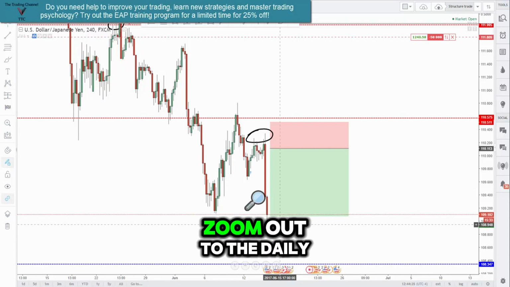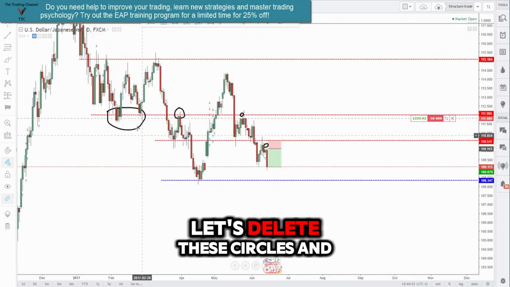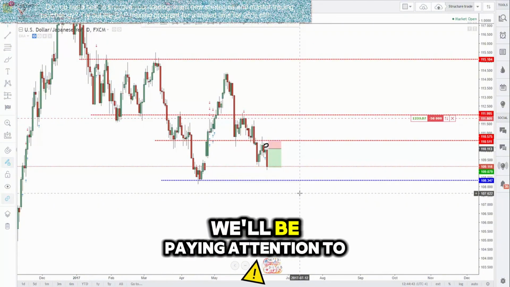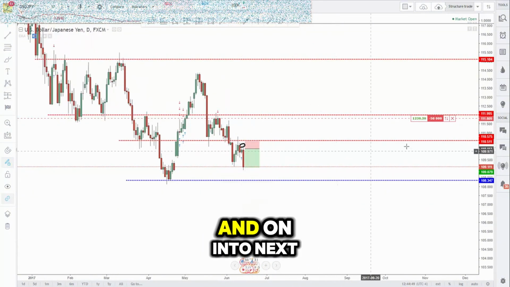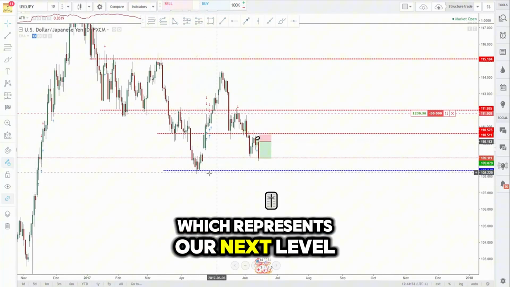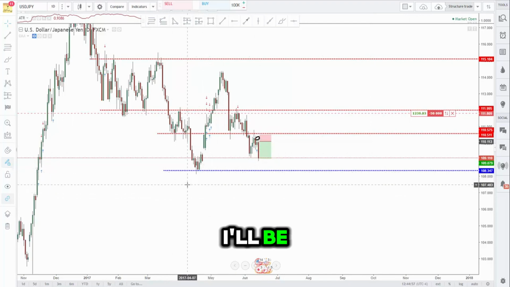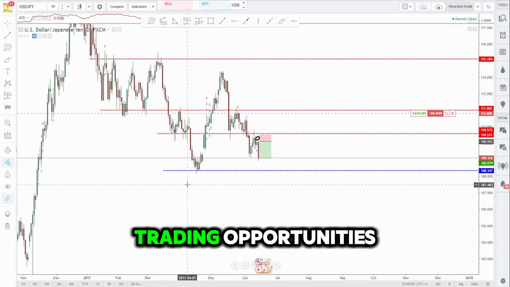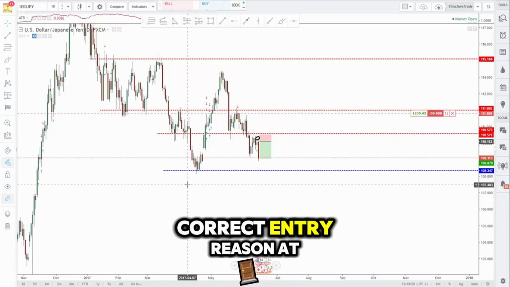Let's go ahead and zoom out to the daily chart again. Let's delete these circles and position tools, and let's go ahead and point out the key levels of structure that we'll be paying attention to for the remainder of this week and on into next week. As you can see, we have our blue line, which represents our next level of support. This is an area I'll be considering for targets on my current position, along with considering long trading opportunities if we get the correct entry reason at that level.